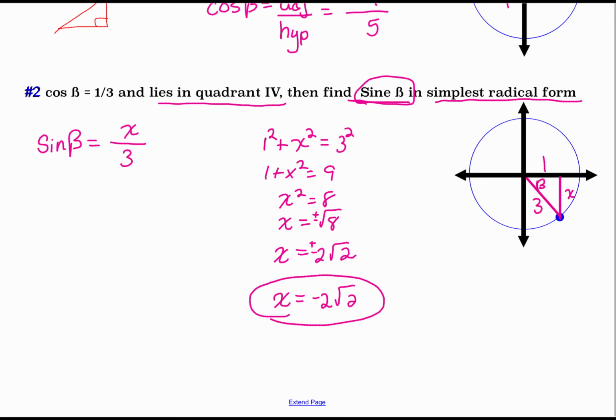Okay, now don't stop right there because that wasn't the point of this problem. Just because we did some work here and we taxed our little brain doesn't mean we're done. We have to enter that into the problem. So the sine of this angle is the opposite side over the hypotenuse.